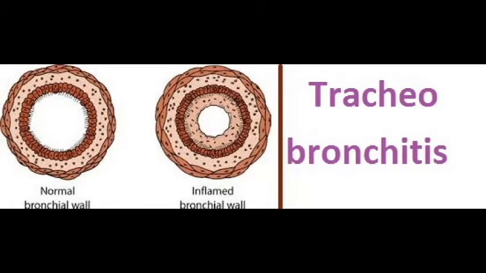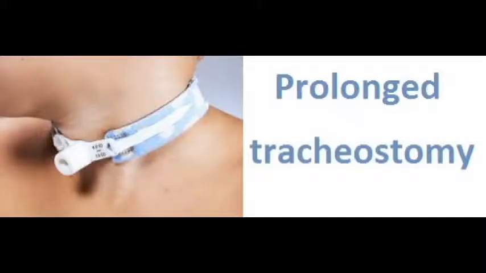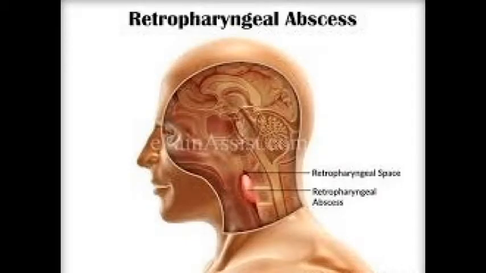Tracheobronchitis is the inflammation of trachea and bronchus causing obstruction. Tracheal cancer. Prolonged tracheostomy causing stenosis of trachea. Tracheoesophageal fistula causing stridor. Retropharyngeal abscess is a lesion outside the respiratory tract.